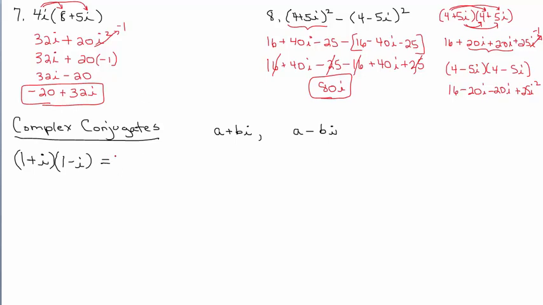Just FOILing: first, outside, inside, last. And as mentioned earlier, they have some interesting multiplicative characteristics. So first terms produce 1. Outside terms would be minus i. Inside terms multiplied would produce plus i.